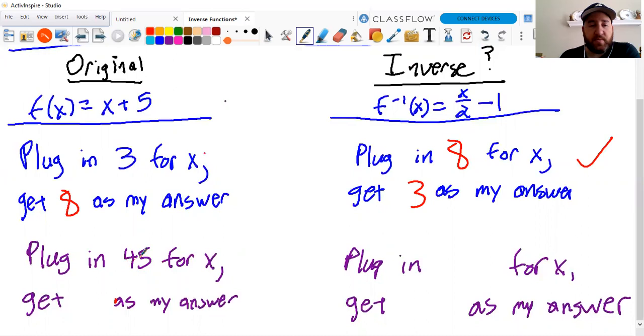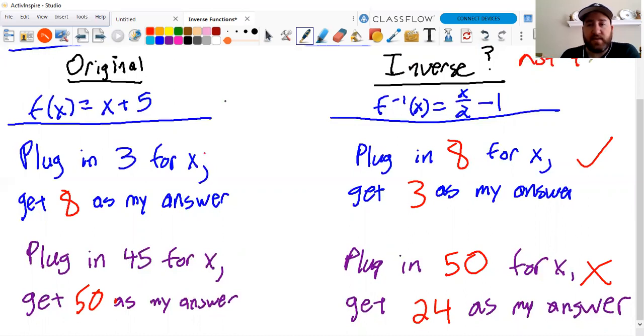But let's try another number. We're going to go a lot bigger here. Let's go 45. If I plug in 45, 45 plus 5 is 50. So now if I try to plug 50 into here, 50 divided by 2 is 25. Minus 1 is 24. So that did not work. I plugged in 45, got 50. Plugged in 50, I did not get 45. I got 24.